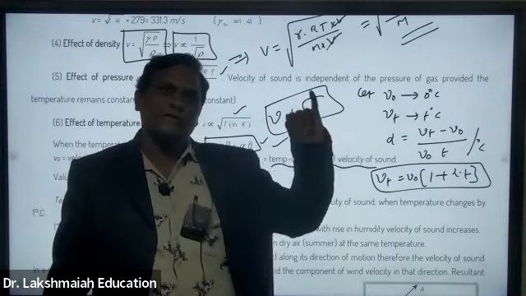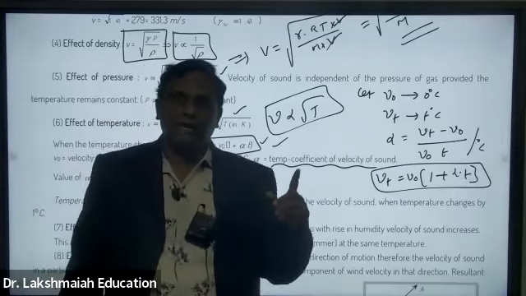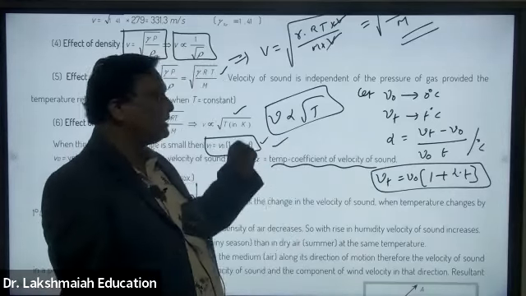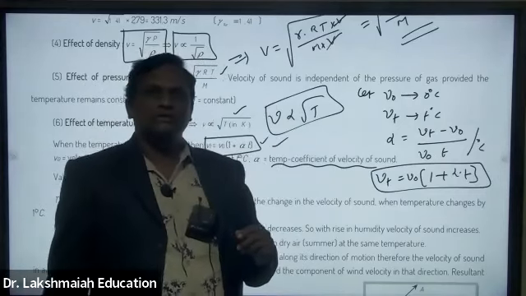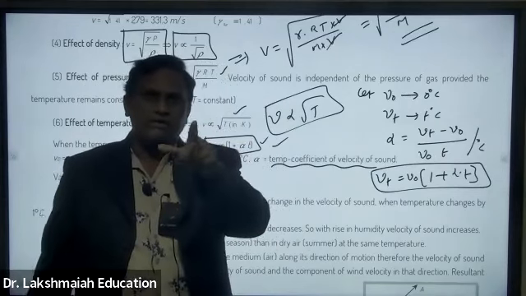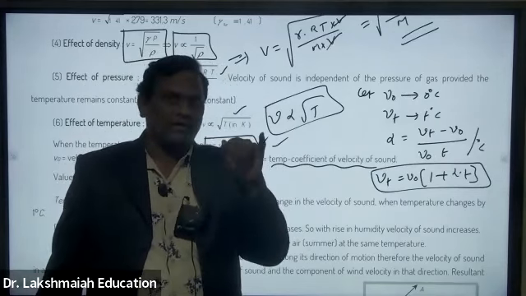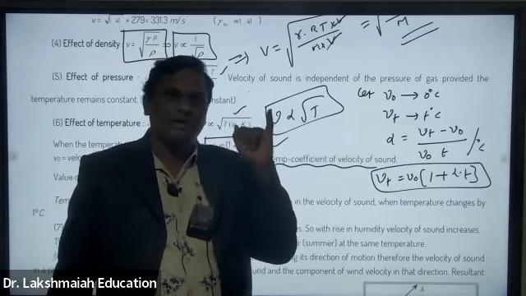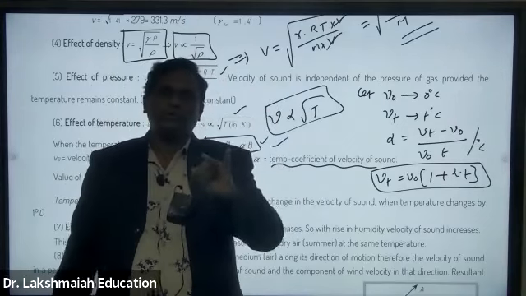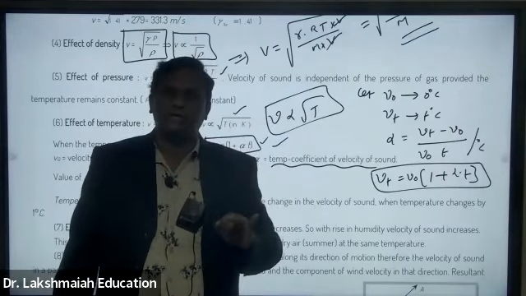Why? Because gases are also highly sensitive to the temperature. You have to start with 0 degree centigrade onwards. I'll repeat, don't be confused. In case of gases, the coefficient of volume expansion of gas, we can term as alpha. The coefficient of pressure expansion of gas, beta. For these two, you start with 0 degree centigrade onwards.